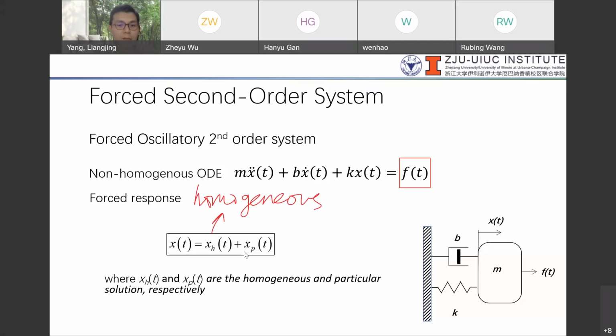Yeah, the Americans don't spell it with E, and a particular solution, right?